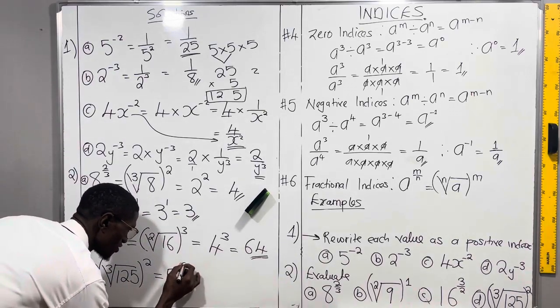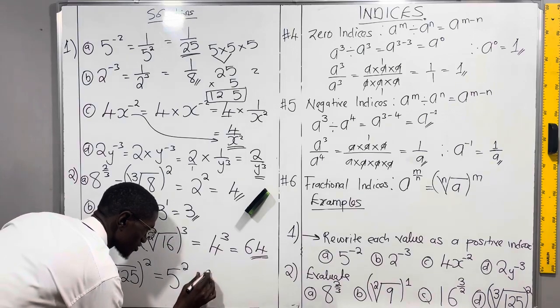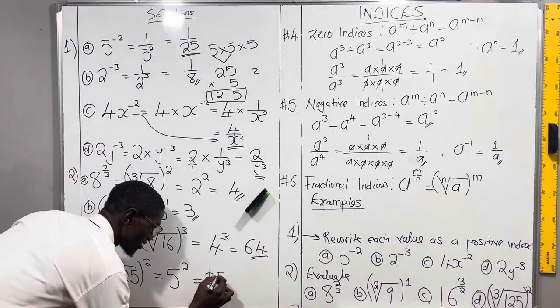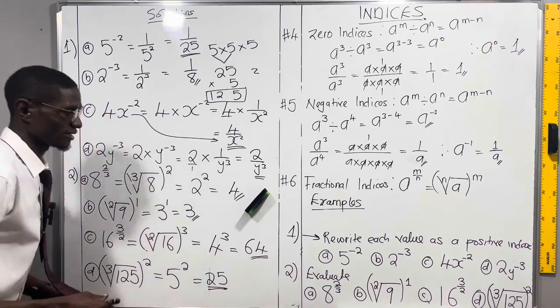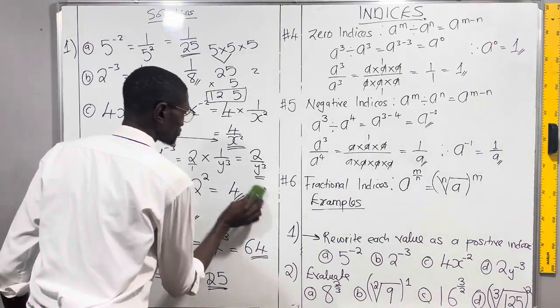And then the power goes to that number. 5 squared gives us what? 25. And you are done. Now let me add E.